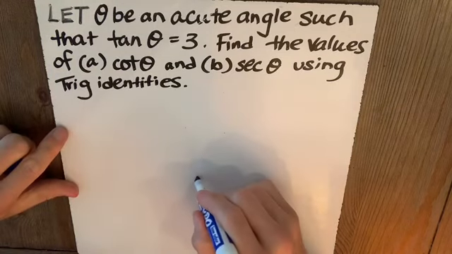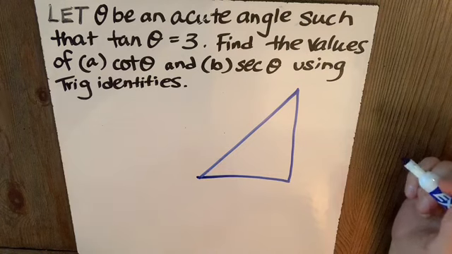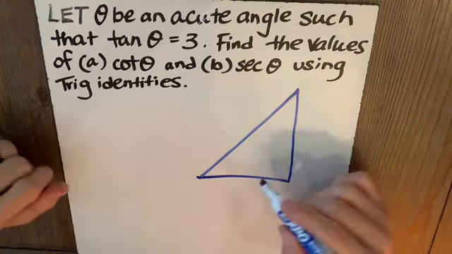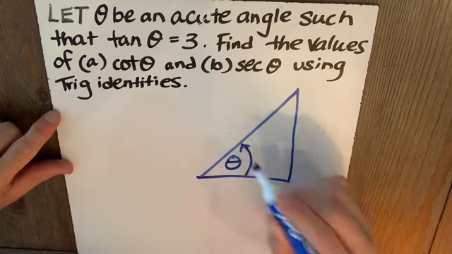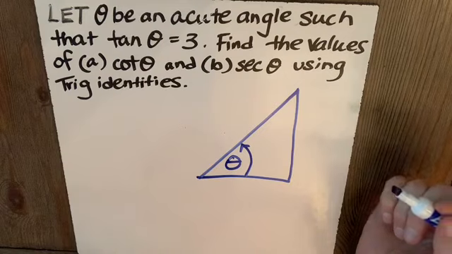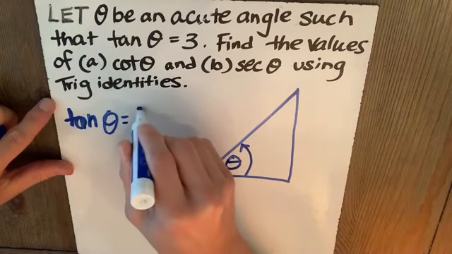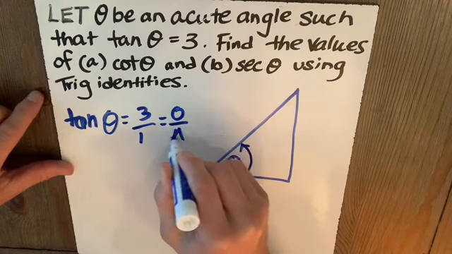Of course, I can check myself, which is always wise, by actually drawing this out. Notice, this is an acute angle, so I'll put it in quadrant 1. I'm not even going to draw the rest of the circle. And I'm told that tangent of theta is 3/1. And we recognize that's opposite over adjacent.